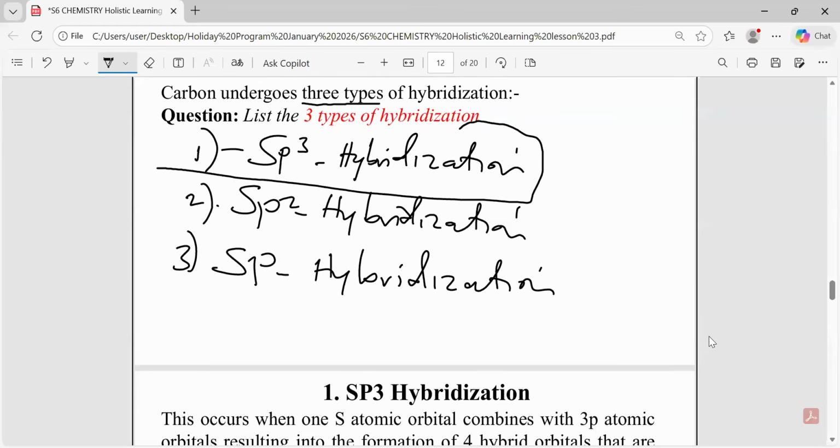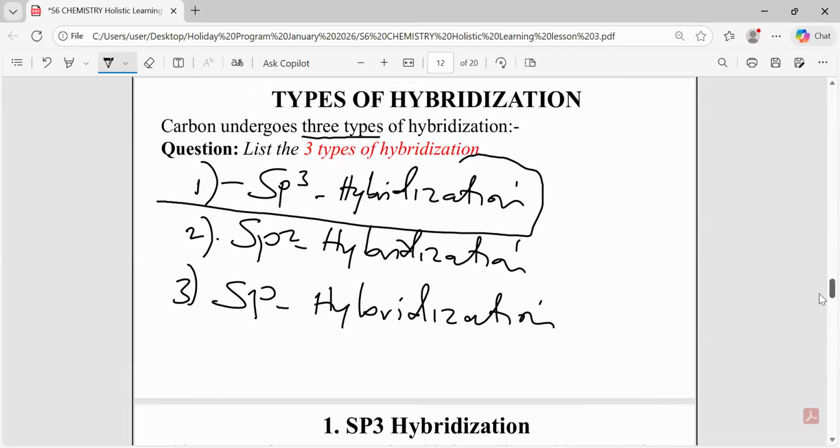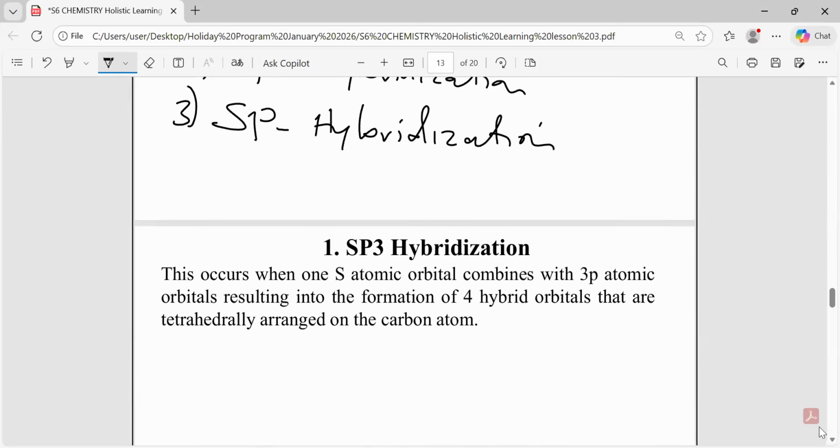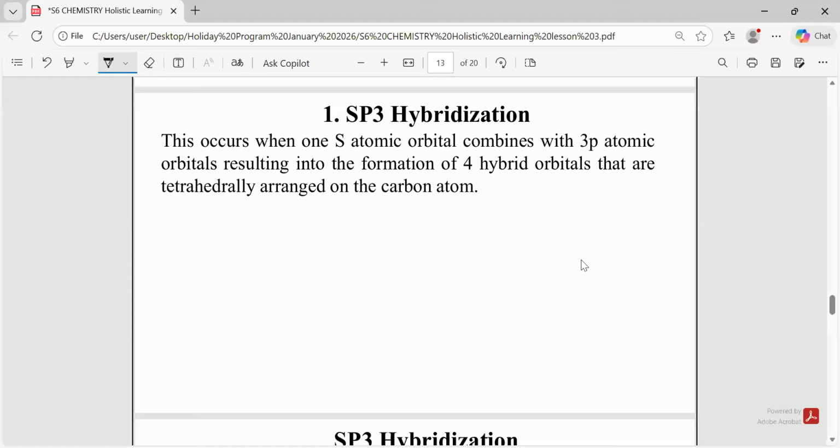When we look at SP3 hybridization, mainly we are talking about the sigma bond, and a sigma bond is a single covalent bond formed by overlapping of the S and P orbitals.